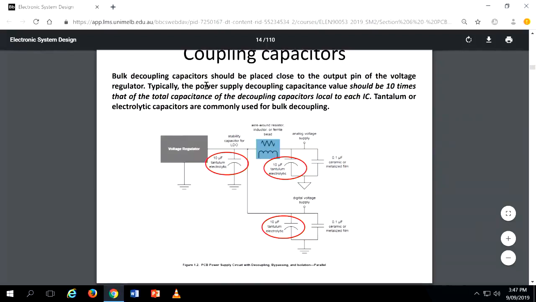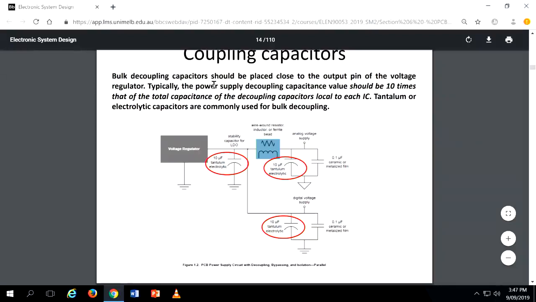Then typically the power supply decoupling capacitance value should be 10 times the total capacitance of the decoupling capacitors local to each IC. See, they are using decoupling again here. Actually it is not correct; it should be bypass. But I am showing that when you read some white papers, they use decoupling everywhere. Tantalum or electrolytic capacitors are commonly used for bulk decoupling. This is what you will be reading, but the names are confusing.